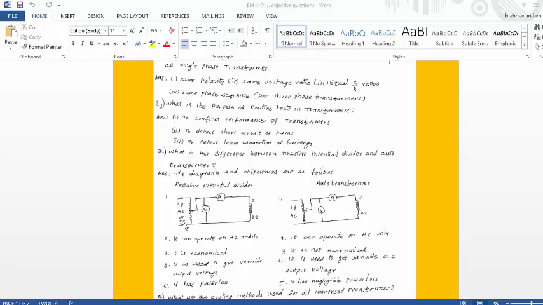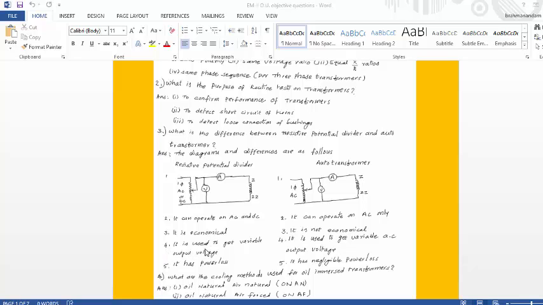Coming to the resistive potential divider, second point, it can operate on both AC and DC without any difficulty. Third point, it is economical. Fourth point, it is used to get variable output voltage. Fifth point, it has power loss.